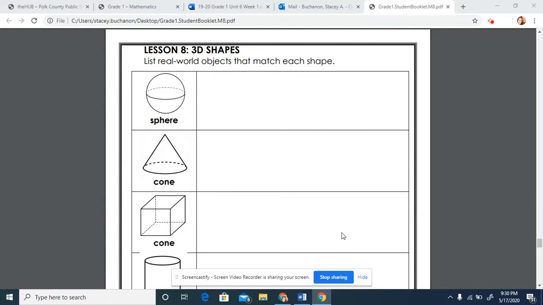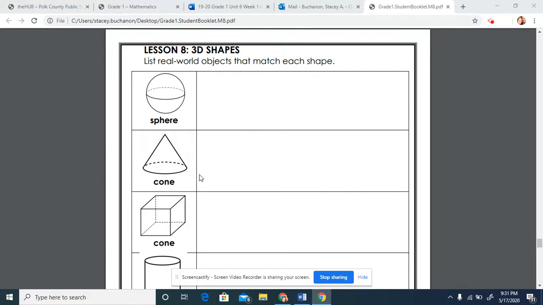Hi everyone. So in math, you're still working on geometry this week. Hopefully you were good at looking at shapes and deciding if they were cut in half or in fourths. And if they were equal, they had to be fourths or halves.